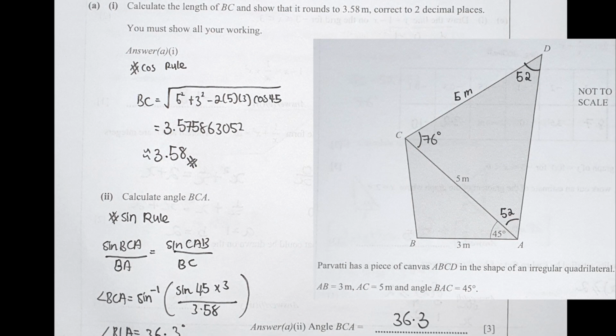Question 8. Calculate the length of BC and show that it rounds to 3.58, correct to 2 decimal places. So through cosine rule, you should be able to identify that BC equals 3.58. For the next part, calculate angle BCA. This one I'm using sine rule that goes by sine BCA over BA equals sine CAB over BC. So after you run the calculation, you should get your result as 36.3.